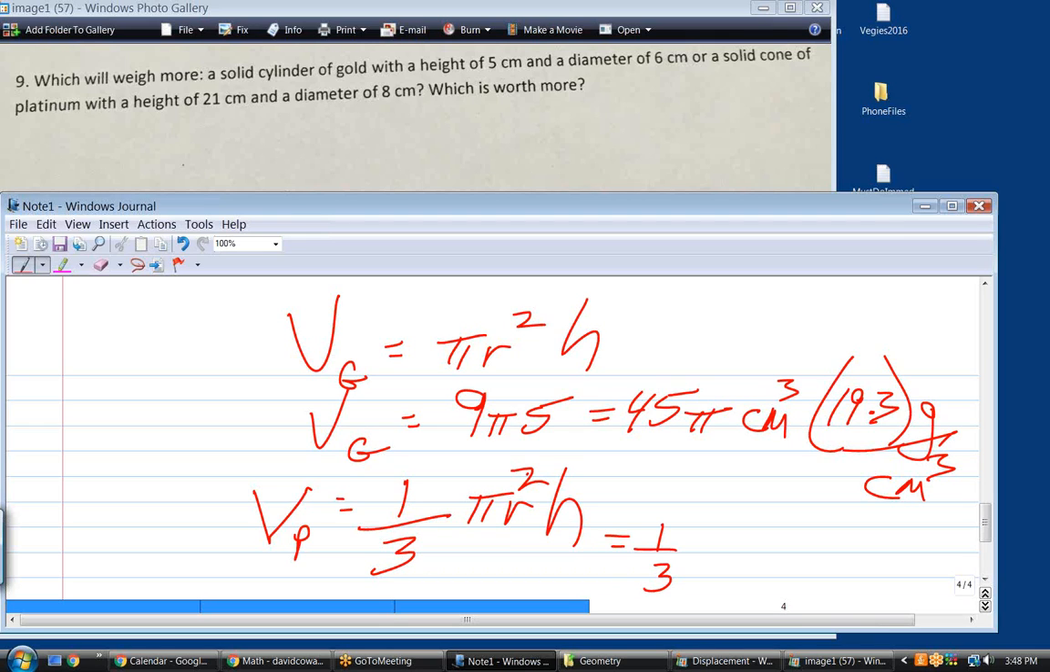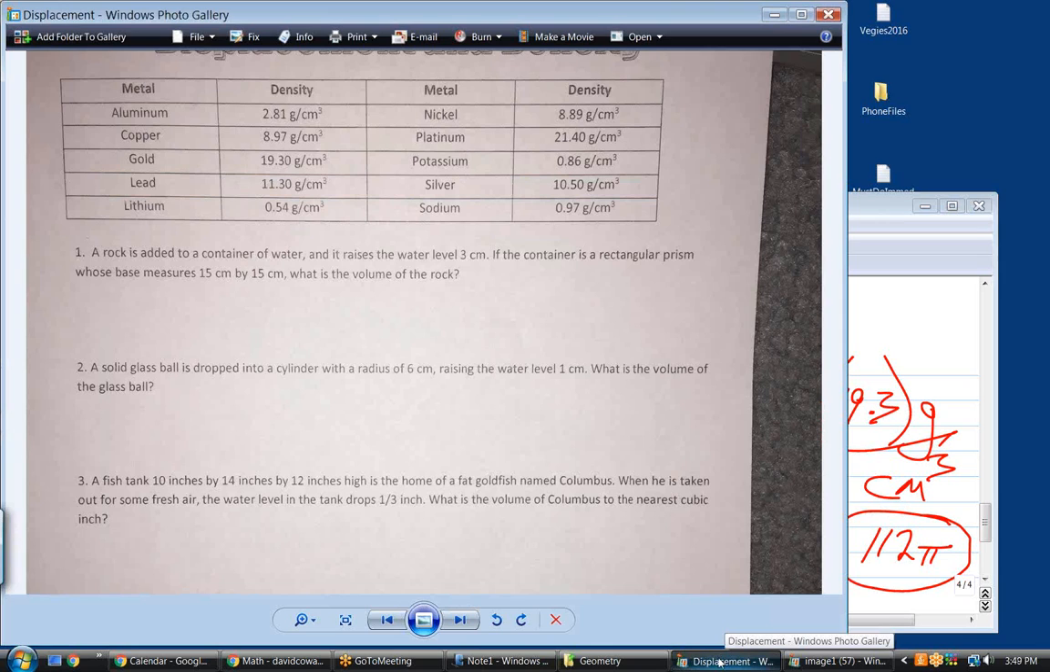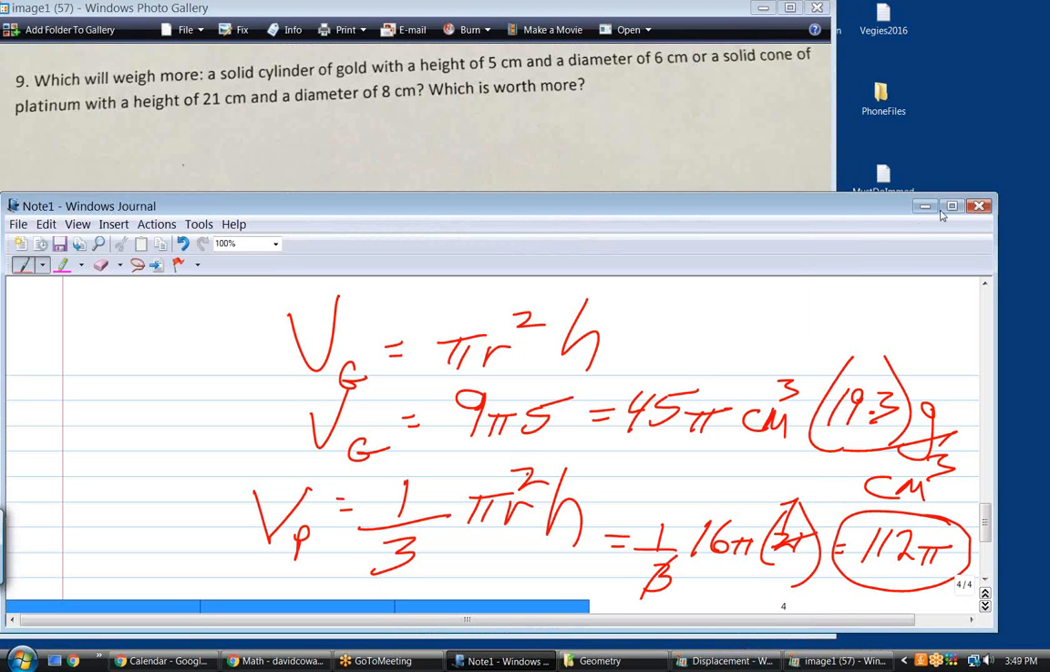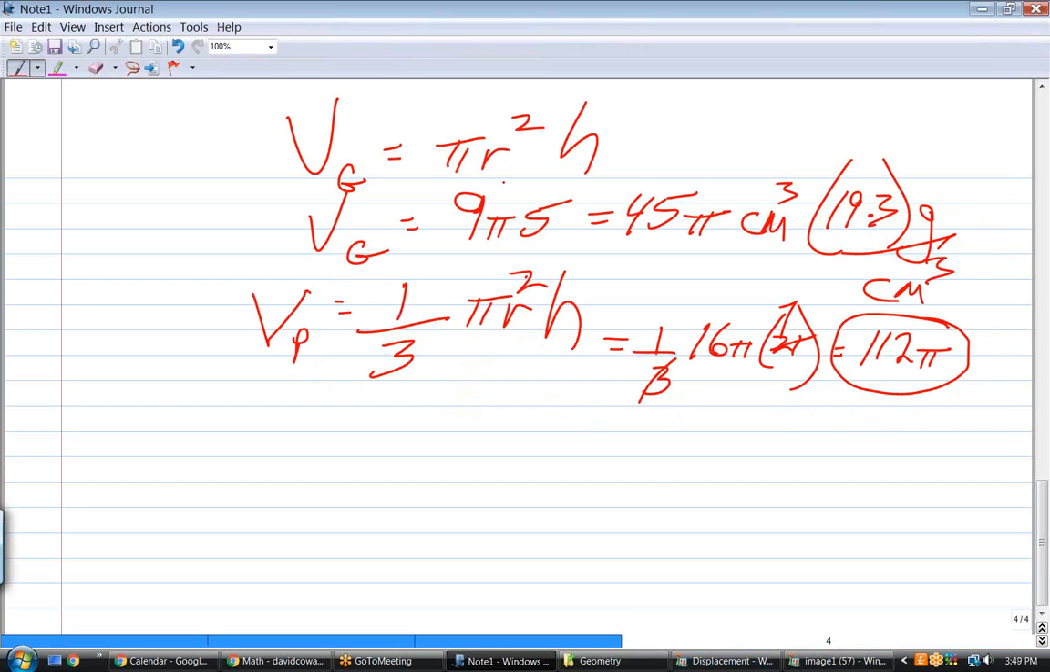For our cone here that has a diameter of 8, 16 pi times 21. And let's see, I can do that. So that looks like 112 pi. Oh, we got to multiply that by the density of platinum, 21.4. So I'm going to multiply that.